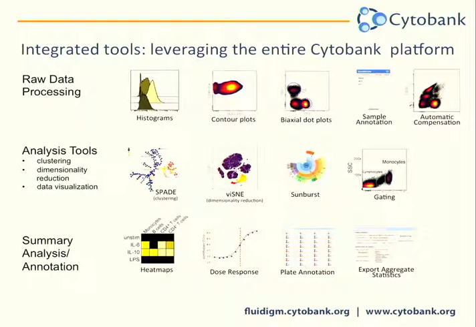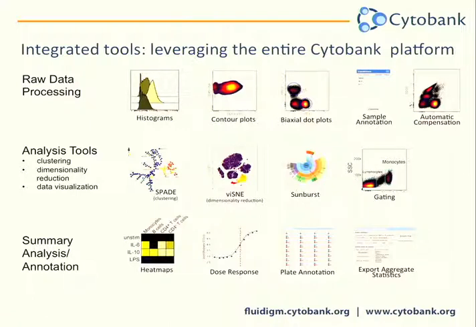So just to briefly summarize, what I've talked about primarily so far are the tools that a lot of people come to us first to use, because we're the one place that allows it to be done quite easily within one platform. For example, customers will come to us for clustering tools such as Spade and Visney, our Sunburst visualizations, and gating analysis.